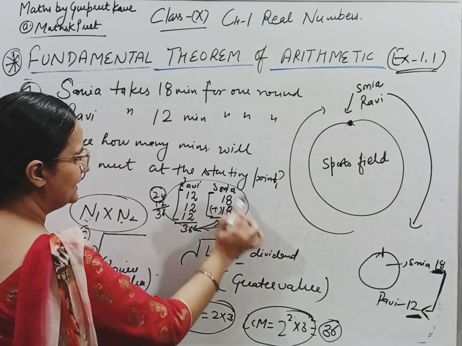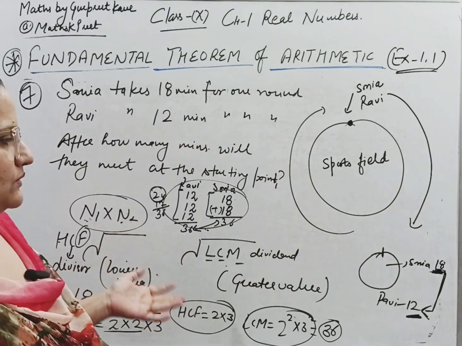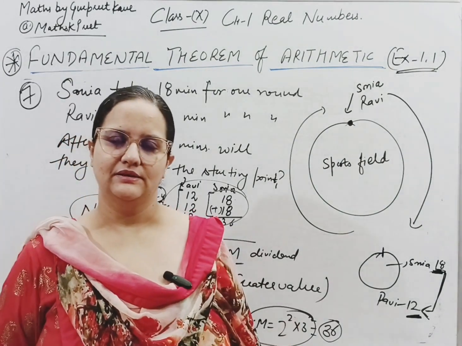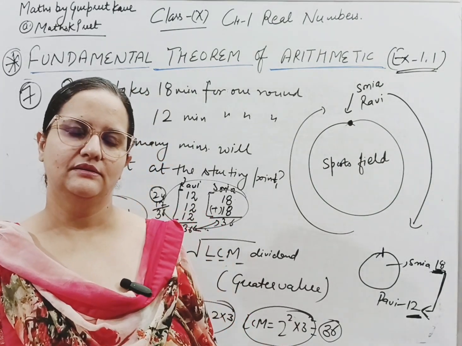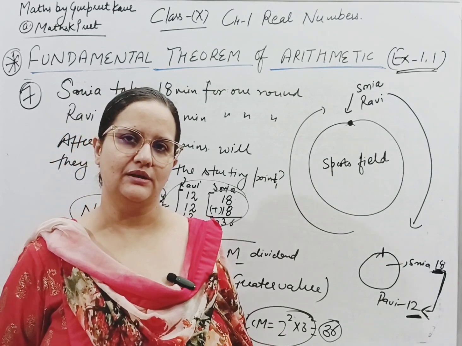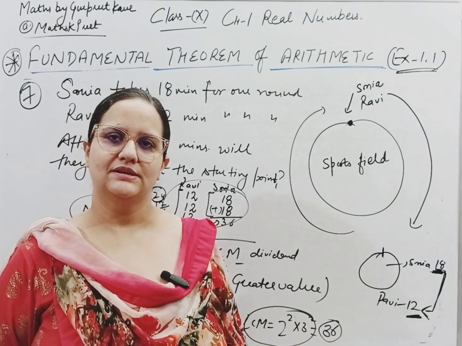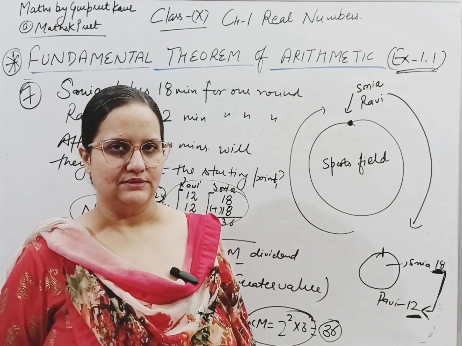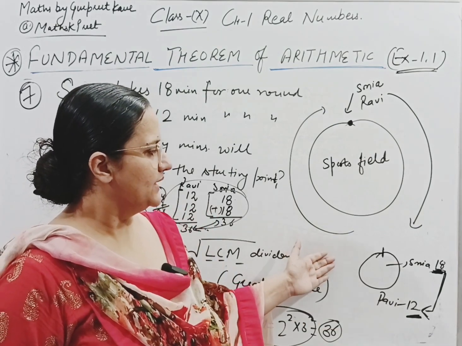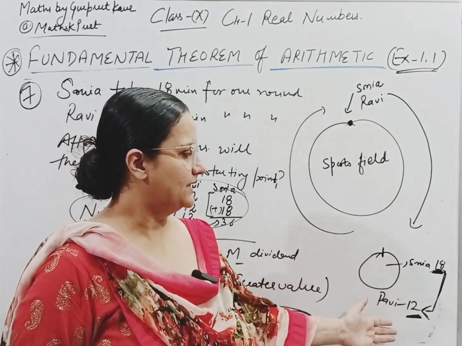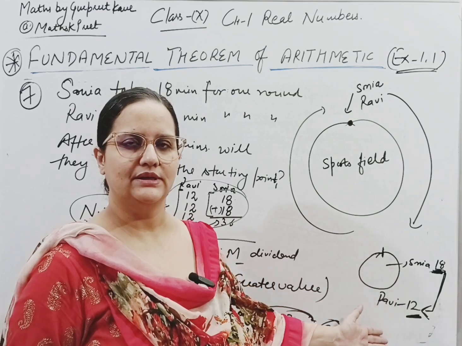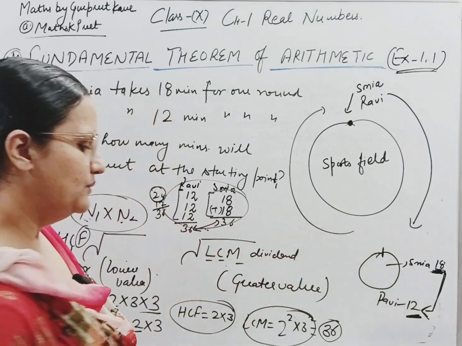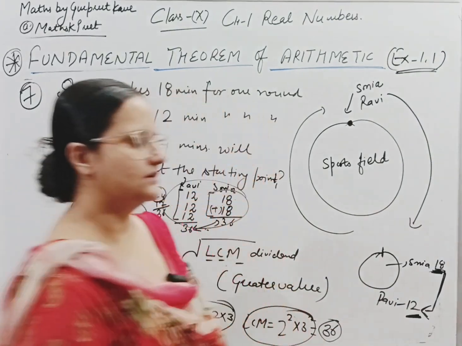This is one way to check, but we must know the concept of LCM and HCF. LCM is always related to dividend, the greater value as compared to HCF, and HCF is always related to the divisor. So in this question, we need to get minutes that are greater than these two numbers, so we will calculate the LCM here. I hope you understood. The answer is 36 here.